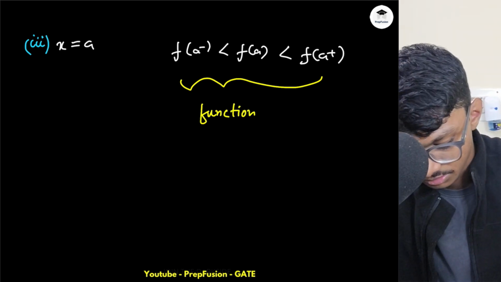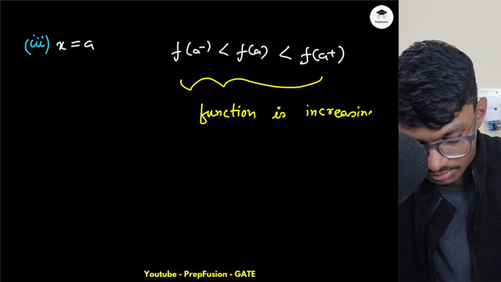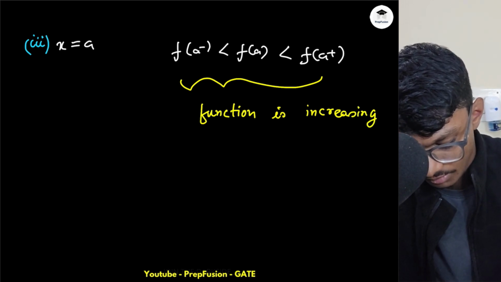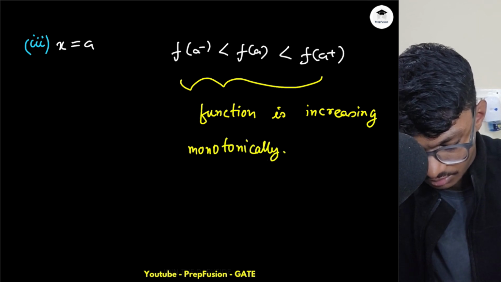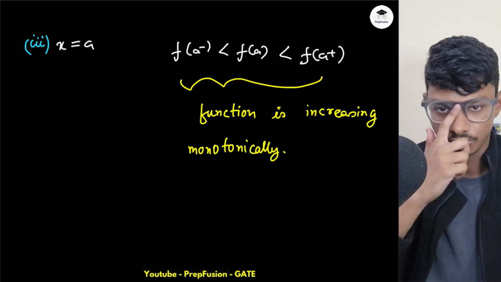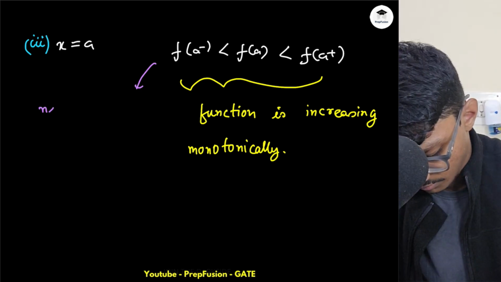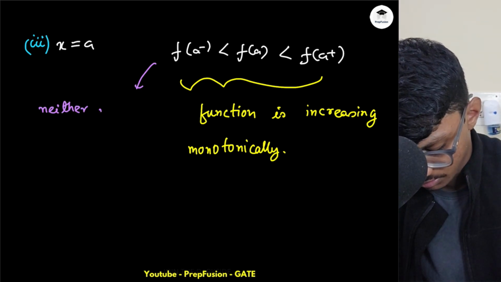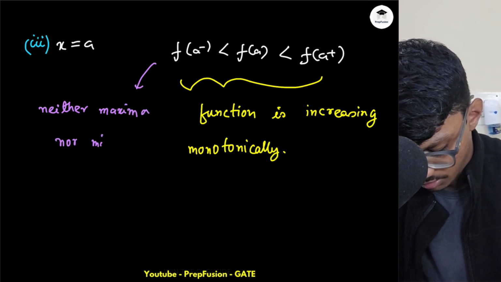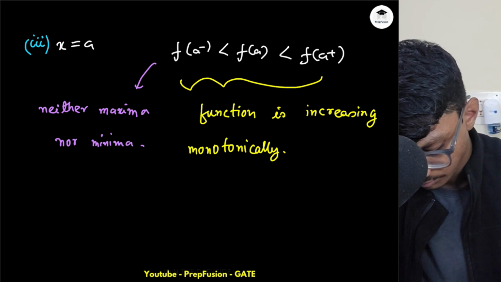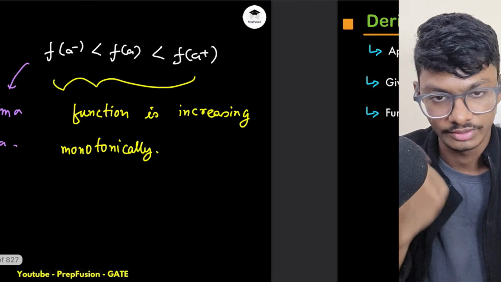So the function is increasing monotonically. This is what we can conclude: neither maxima nor minima. Okay, so this was the question. I hope you understood. If you don't, you can repeat again.